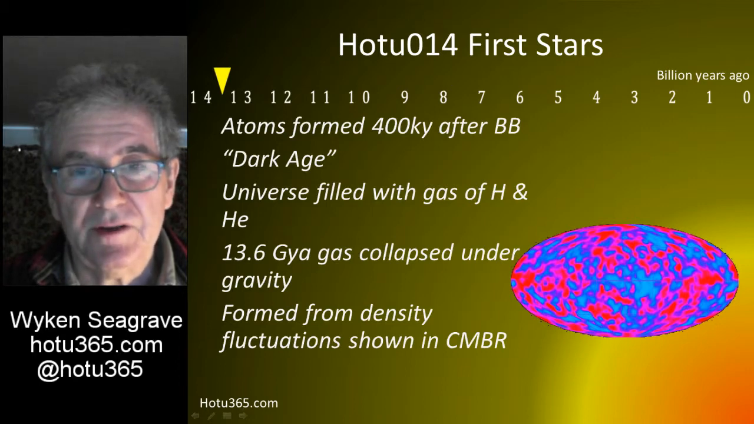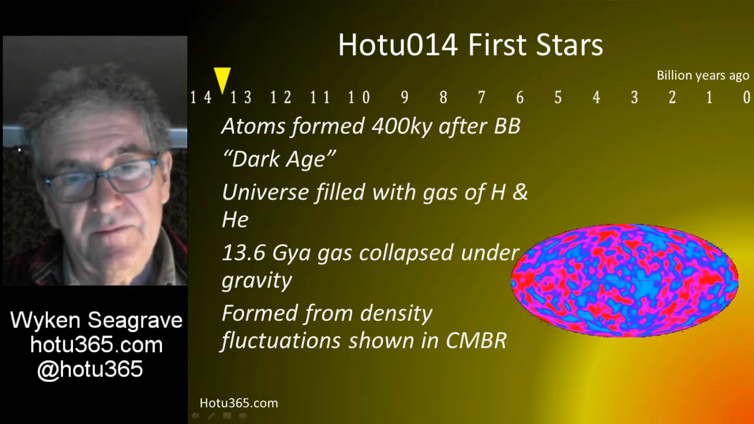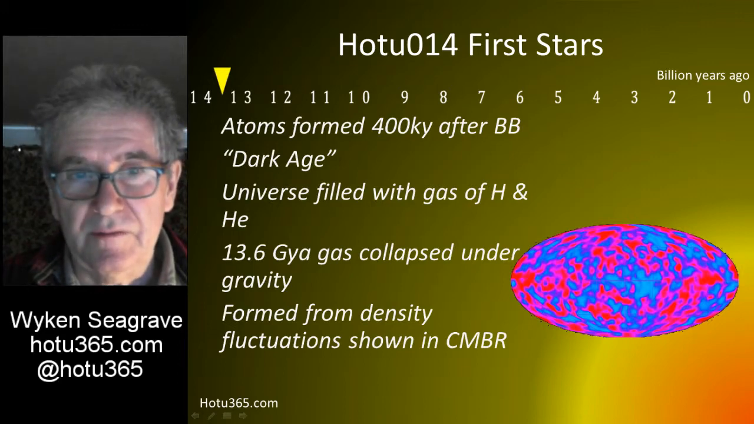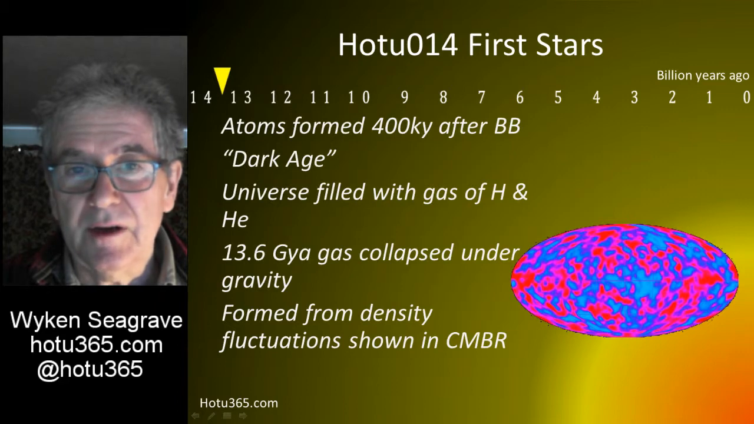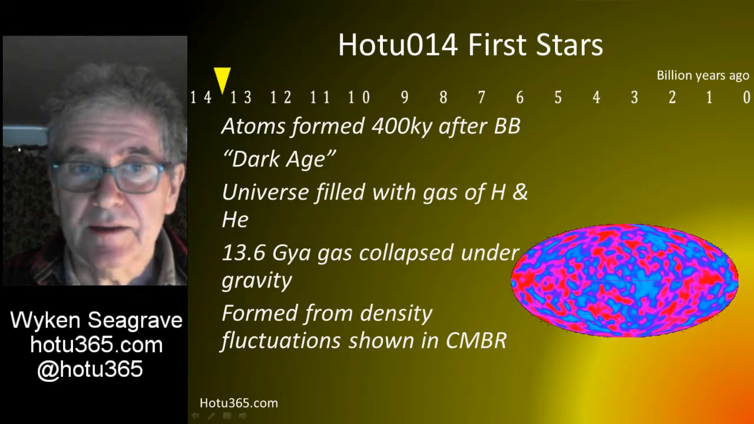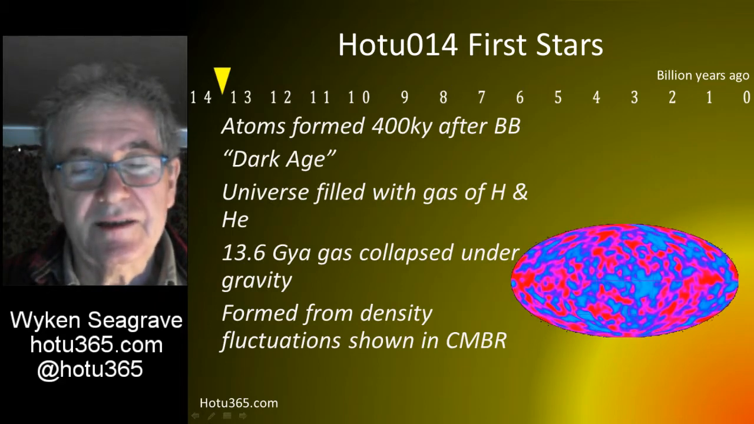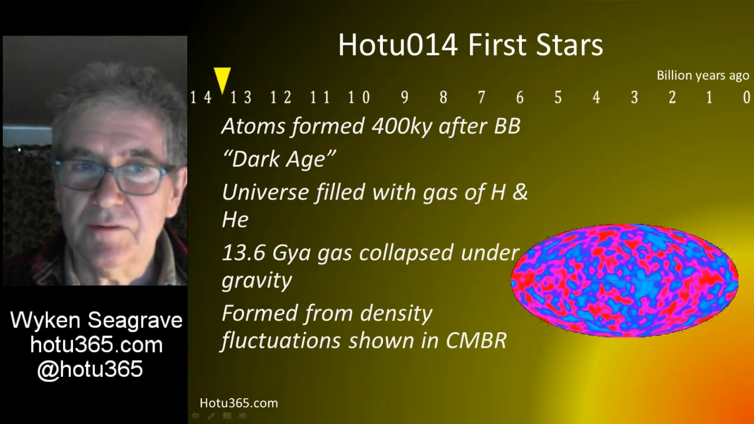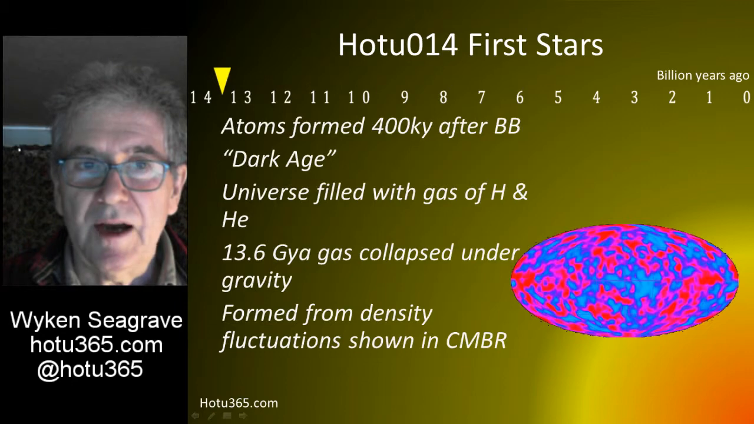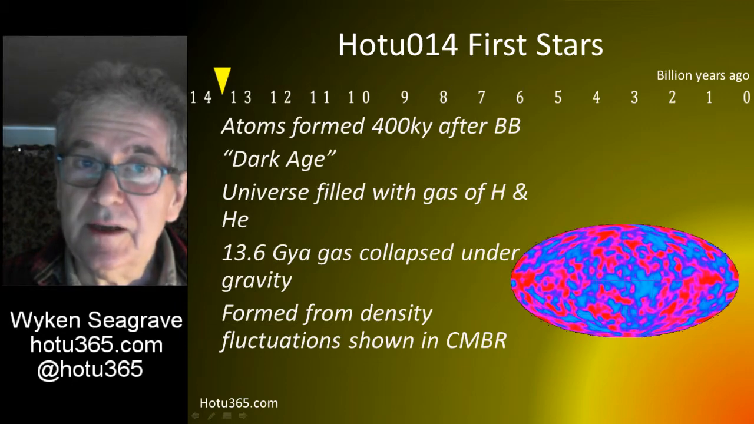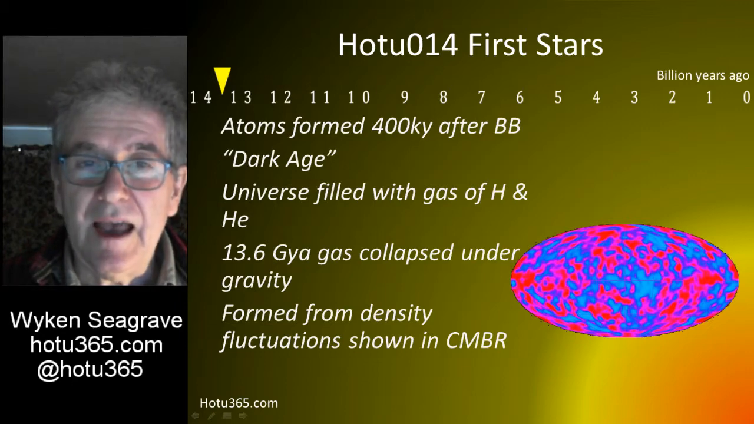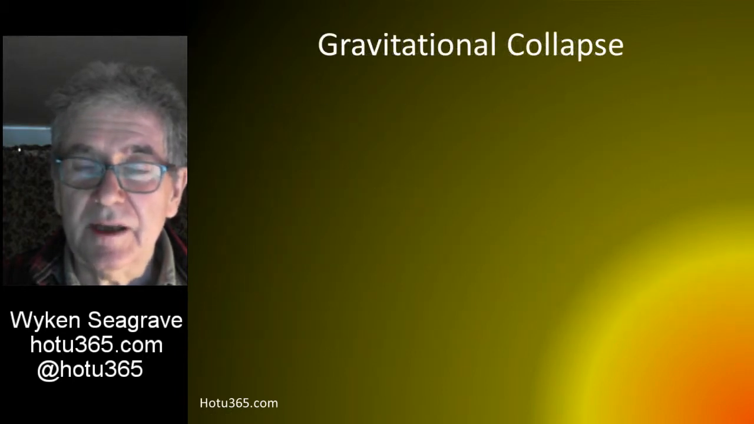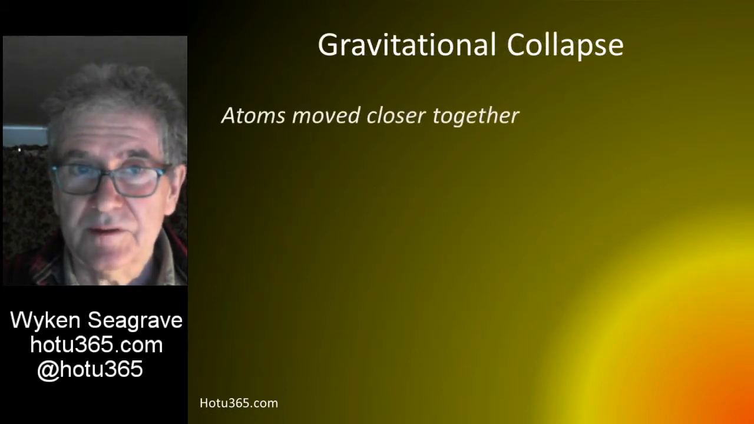tiny fluctuations into huge dense areas, slightly more dense than the rest of the universe, which are now as large as clusters of galaxies. It was these slightly dense areas that led to this slow gravitational collapse. So after 200 million years, these areas were dense enough for atoms to begin to fuse together, as we'll see.